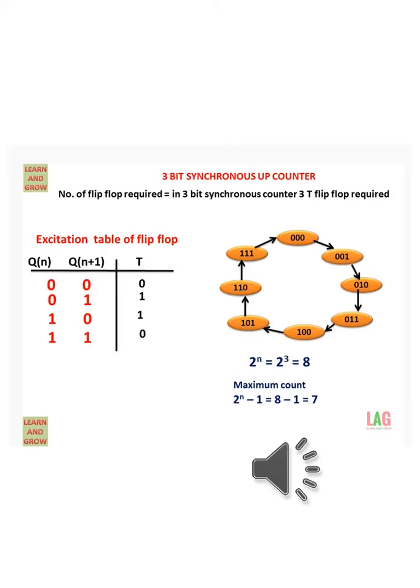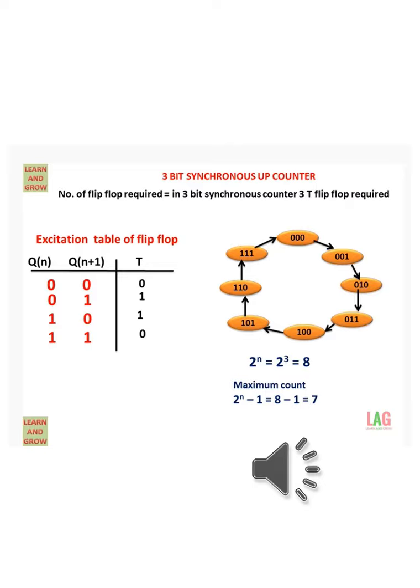There are 5 steps to design a synchronous counter. The first step is to draw the state diagram. State diagram means from the first state, what is the next state. For example, for an up counter: 000, the next state is 001, the next state is 010, then 011, 100, 101, 110, 111, then 000. This is the up counter.